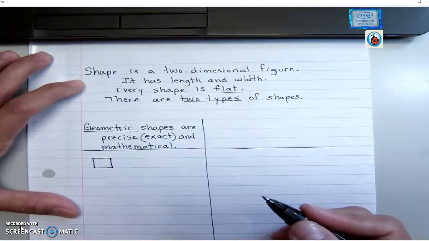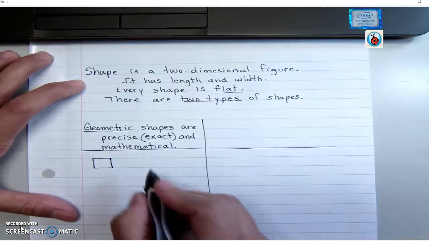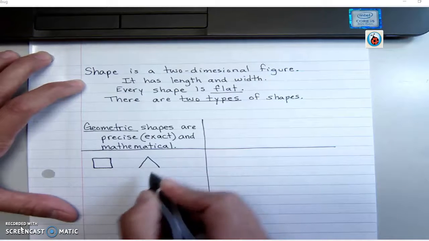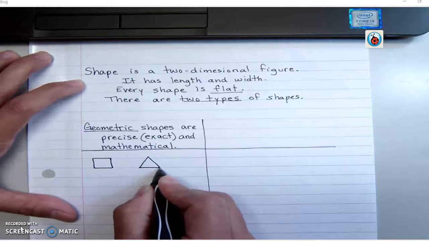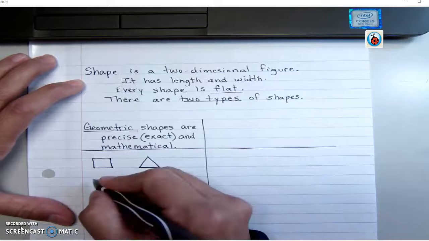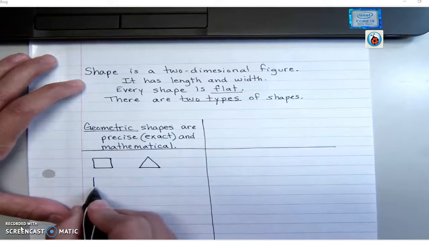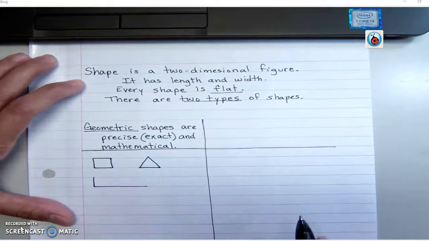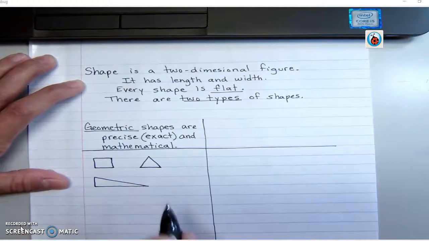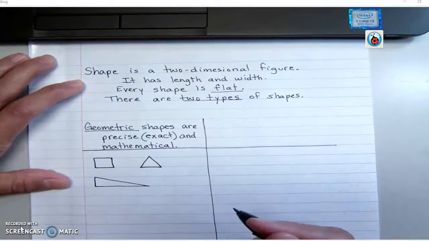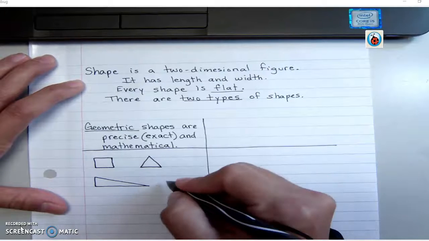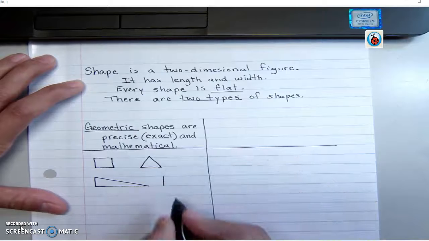If it doesn't have 4 equal sides, it's not a square. It could be a triangle. A triangle has to have 3 straight sides to be called a triangle. It doesn't have to be like that. I could have a little short one like this, short line, and a really long line. As long as my lines are straight and they connect with 3 lines, that's also a triangle.